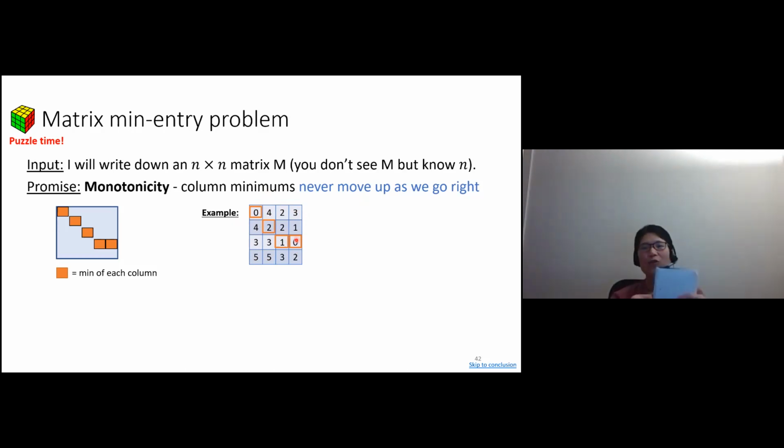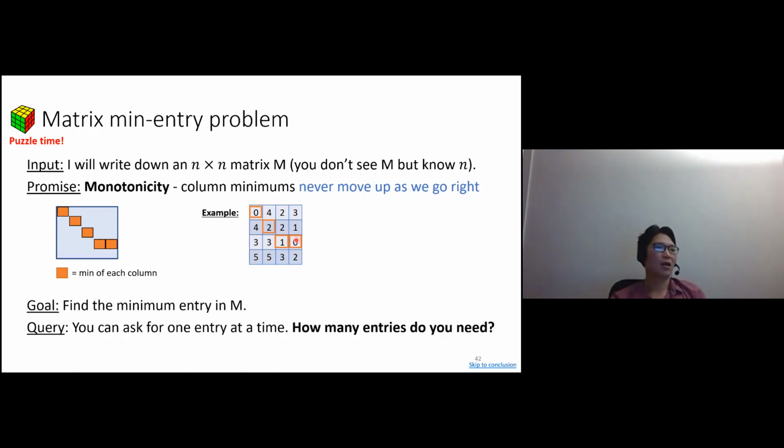Now you can ask me this. The goal that you have is to find the minimum entry within my matrix. What you can ask me is one entry at a time. That's all you can do. You can ask me, for example, what is the number on the upper left of the matrix. You can point to one entry and ask me the number on that entry. The question is, how many entries do you need to solve this problem?